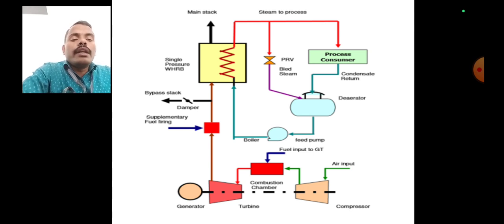The high pressure, high temperature gases are then sent to the turbine, where they expand. This causes a rotary motion. The turbine connected to the generator produces electricity because of the rotary motion.